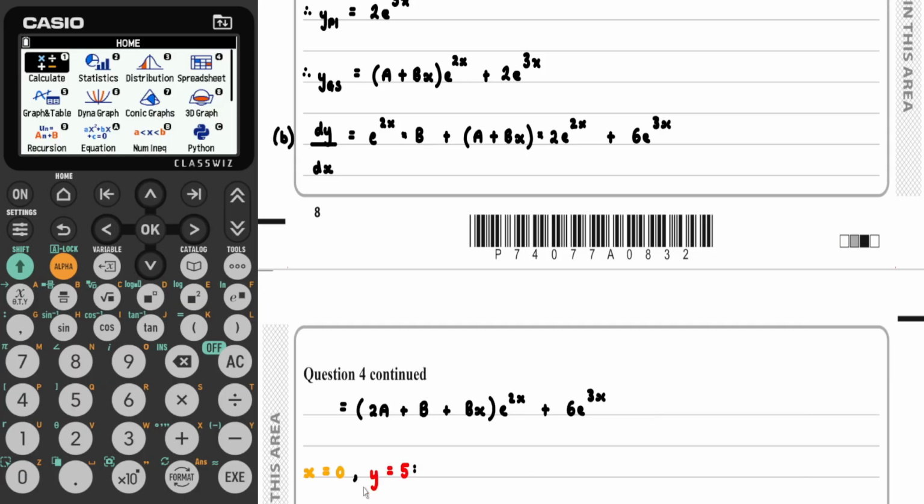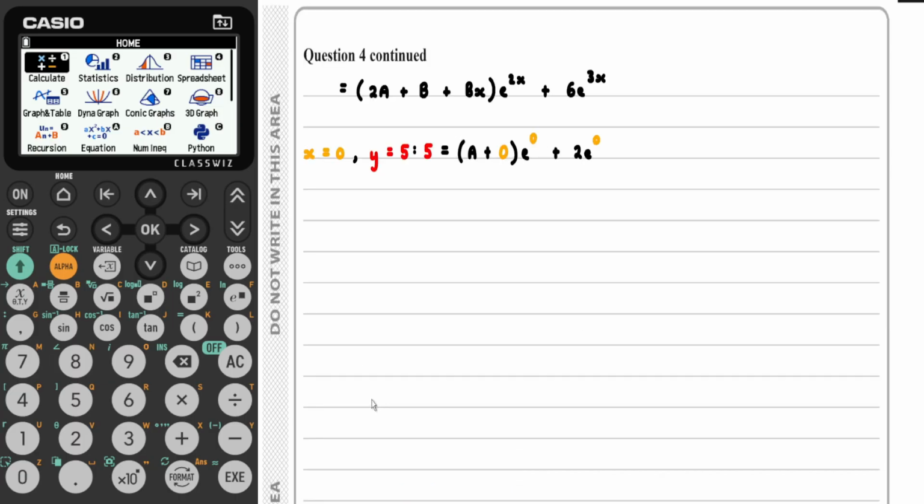We know when x is 0, y is 5, so we substitute this back into here. So we have 5 equals a plus 0 times e to the 0 plus 2e to the 0. So we have 5 equals a plus 2, meaning a is 3.